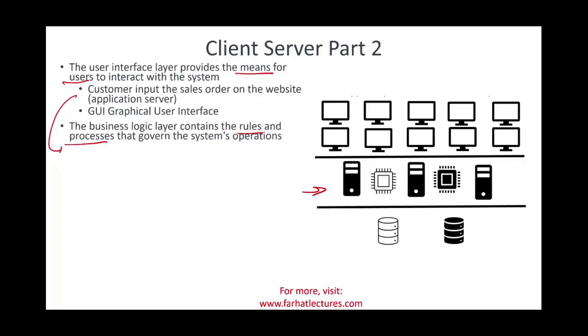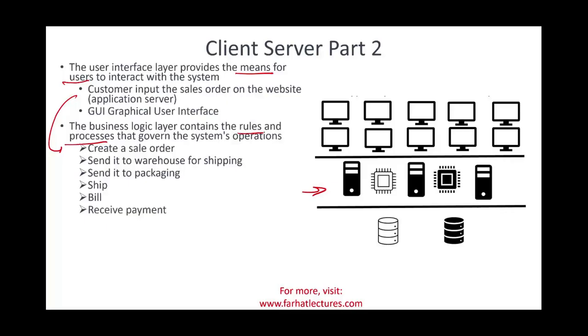The customer inputs the sales order. Now the system creates a sales order, sends it to the warehouse for shipping. The shipping will send it to packaging. They will ship it, they will bill the customer, and they would receive the payment. So all these steps are happening here. The system is processing. Now they're not taking place all at the same time. But the point is, once you input the data, then it gets processed at this level.